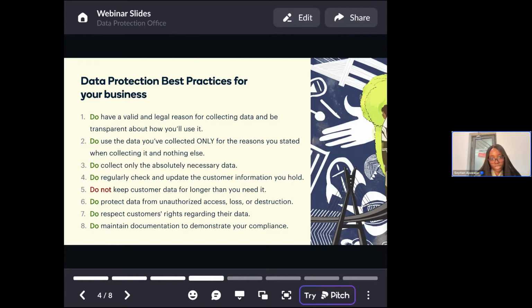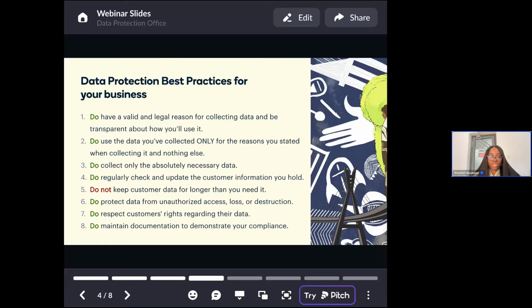So to the sixth point, do protect data from unauthorized access, loss, or destruction. And this refers to using security measures to keep data safe. And this will be different depending on the nature of your business and the type of data that you are handling. But if you run a business, just make sure that your employees use very strong passwords, use multi-factor authentication, just so that unauthorized people can't have access to the data through your employees.